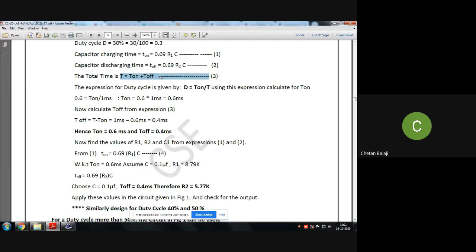Next formula. In it I know what is my t, I know what is my t on. Find out t off. Do subtraction: t off equals t minus t on, which is equal to 1 millisecond minus 0.6 millisecond, which is equal to 0.4 millisecond.